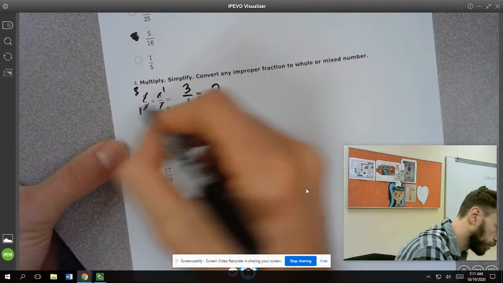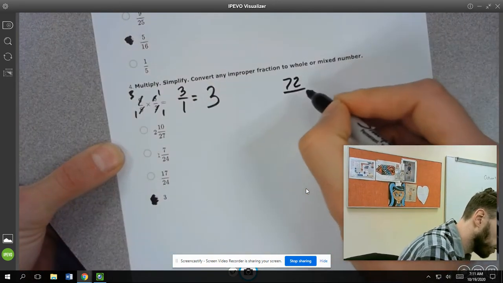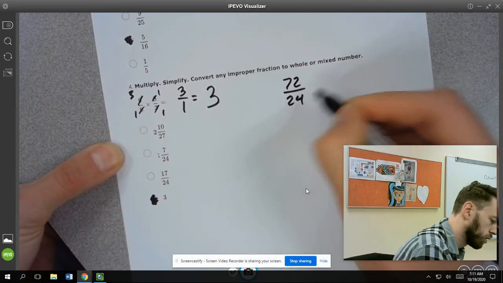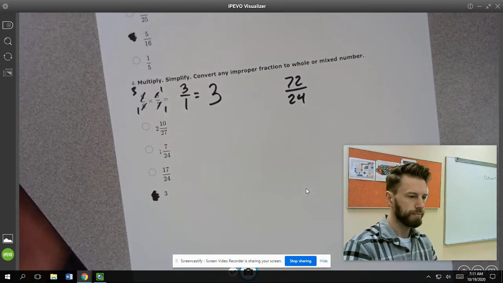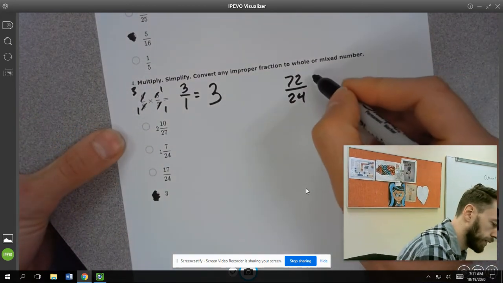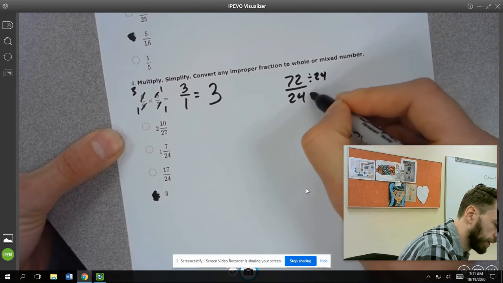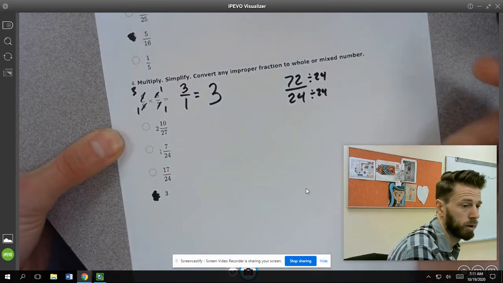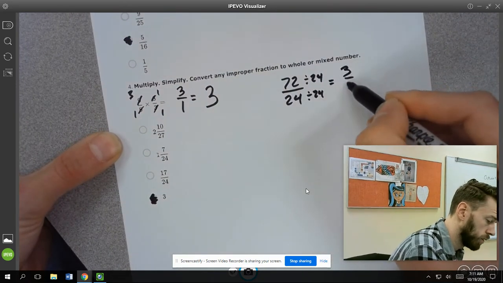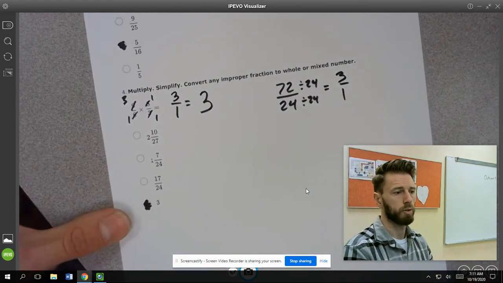If you multiply through, then we got 72 over 24, and then you could have simplified them down by dividing by 24, or a couple other numbers. You still would have got 3 over 1, which is 3.